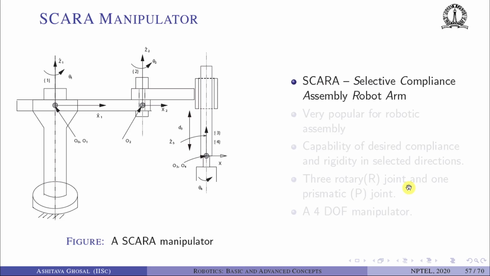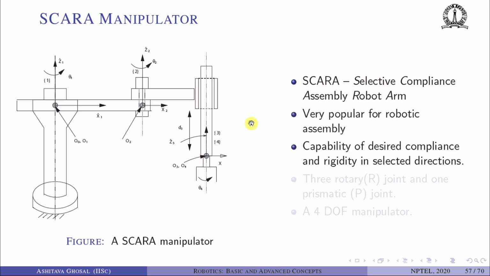Let's look at one more very commonly used robot, which is called a Scara manipulator. Scara stands for Selective Compliance Assembly Robot Arm. Okay, this manipulator is very commonly used in electronic assembly. So basically, it's a 4 degree of freedom robot.